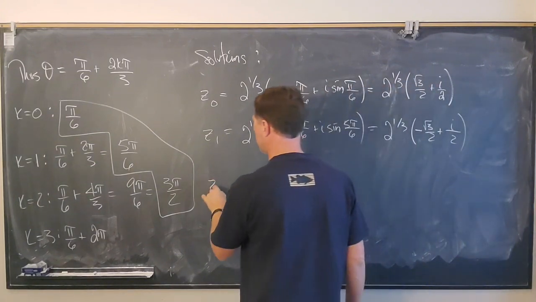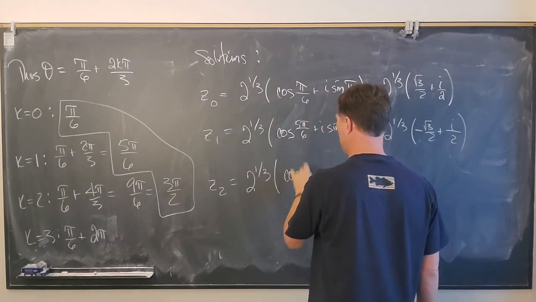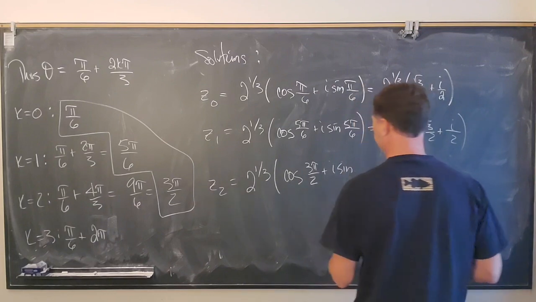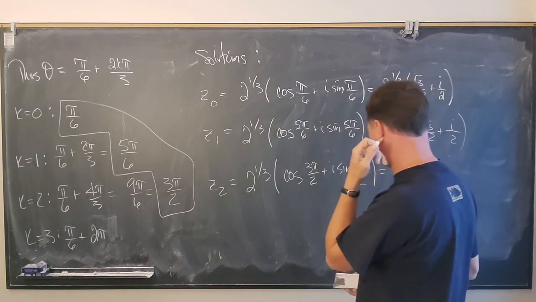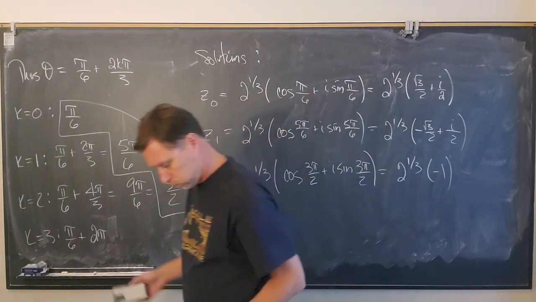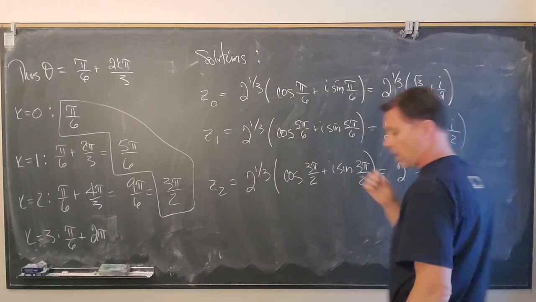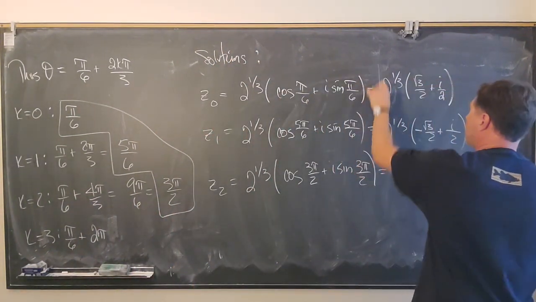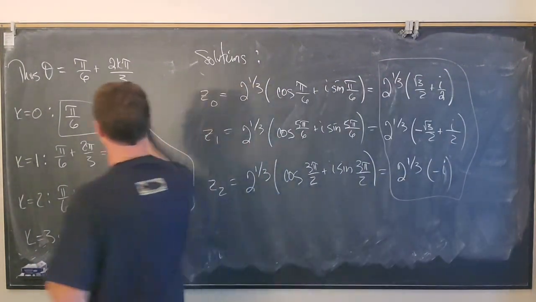And then the last one, Z2, is 2 to the 1/3 times cosine 3 pi over 2 plus i sine 3 pi over 2, which comes out to 2 to the 1/3 times, the cosine of that is 0, and the sine is minus 1. Oh, whoops, I lost my i. Since this pattern repeats, these three complex numbers are the three solutions, and you can write them in either the a plus bi form or the polar form.